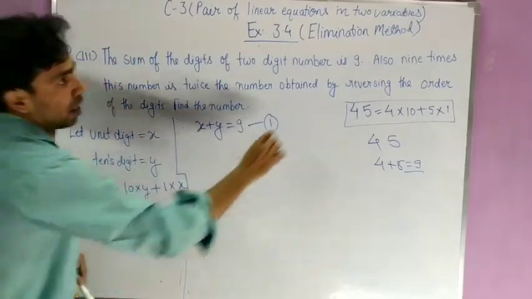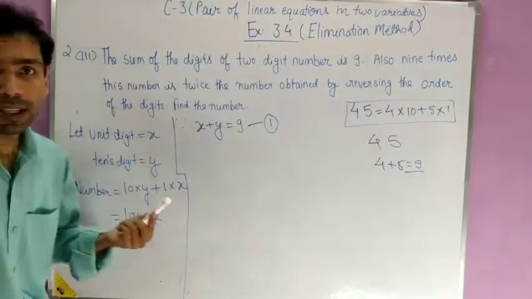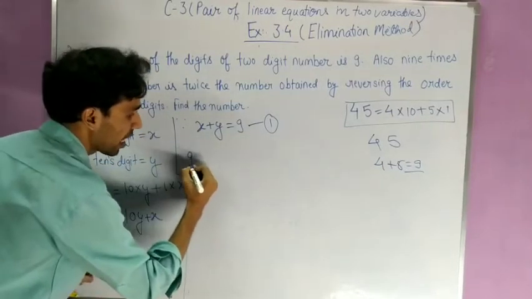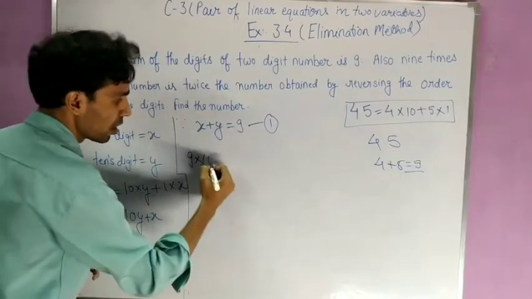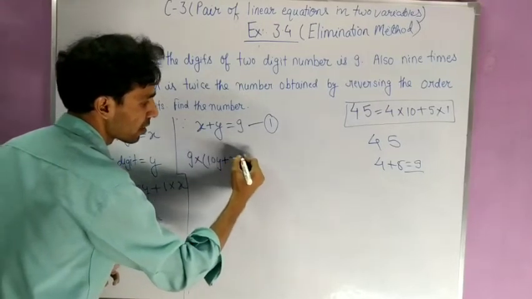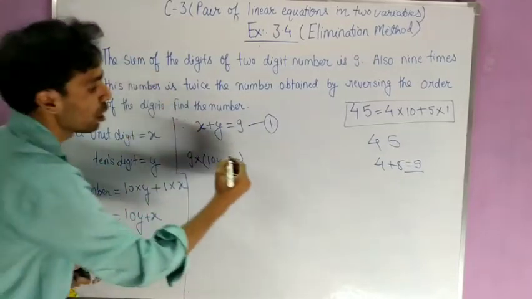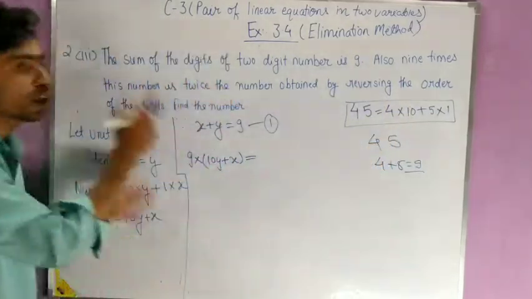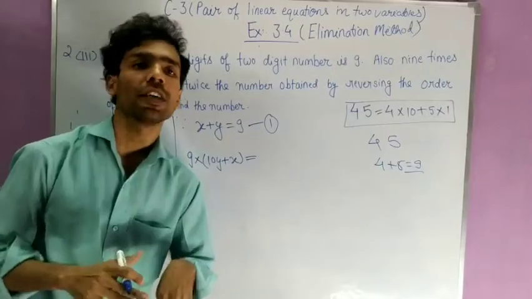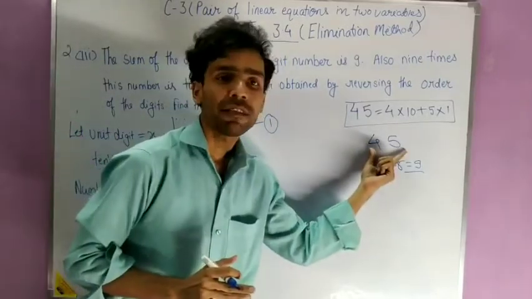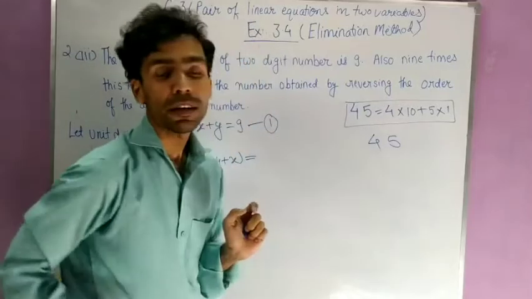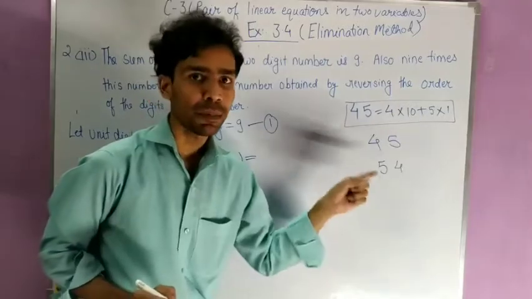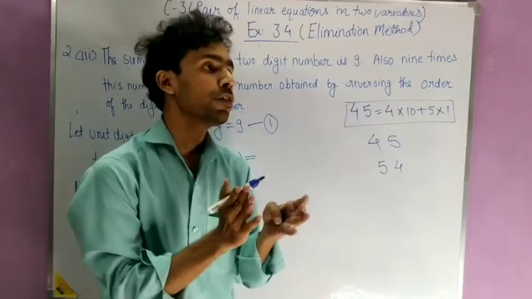Now 9 times this number. Which number? This number, 10y plus x. So write like this: 9 times this number, 10y plus x, is equal to twice the number obtained by reversing the order of the digits. What do you understand by the order of the digits? See, it is 45 now. When you reverse the order, what will the number become? It will become 54, because you interchange the digits.